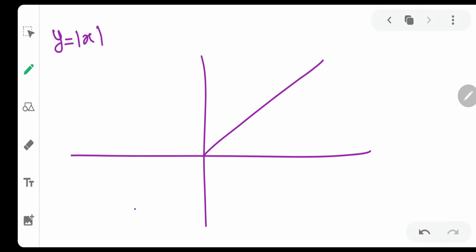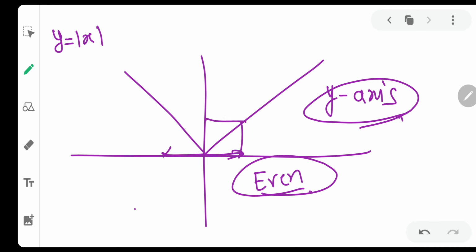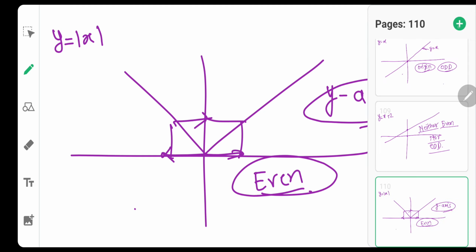Let me take my favorite, y is equal to mod x. Let me draw the graph of mod x. Everyone knows the graph is like this. Okay, now tell me whether it is symmetrical about x-axis or y-axis. Okay, I could hear your voices loud enough that it is symmetrical about y-axis. Then what's the problem? It is an even function, because for positive values of x you get some value of y, and for the same negative value of x you get the same value of y. So yes, it is an even function. I hope you liked this.